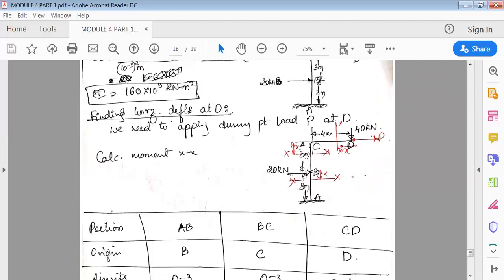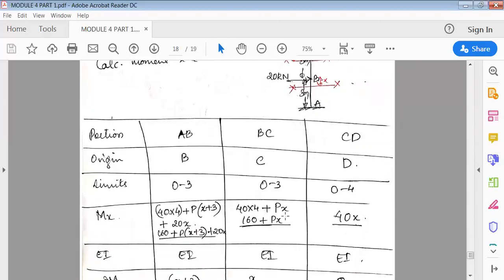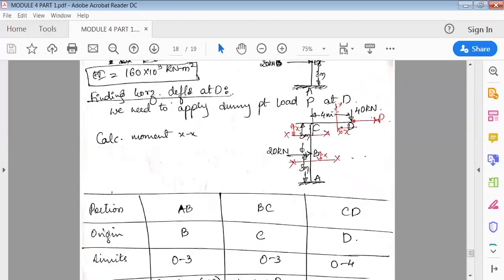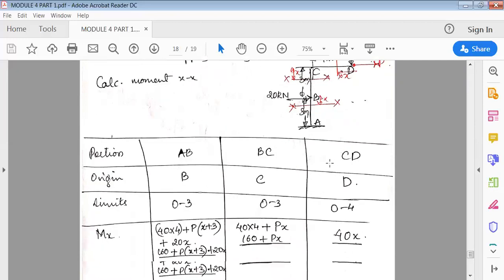Next, similarly in the BC portion, to the right side, there are only two loads. So it is 40 into 4 plus P into x. I'm putting the section here. So P into x. Next, in the last portion, we cut the section here. So it is P, perpendicular distance, not that. The perpendicular distance is x, and P is in the same line, they're parallel to each other. So now it is 40 into x only.